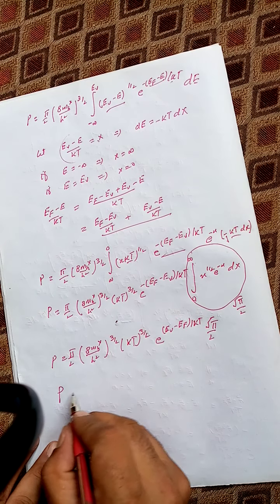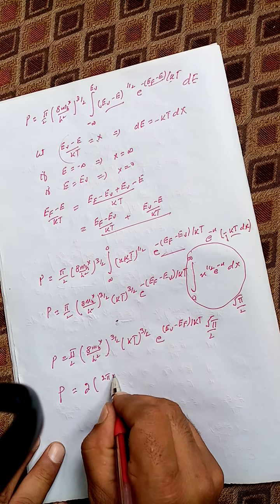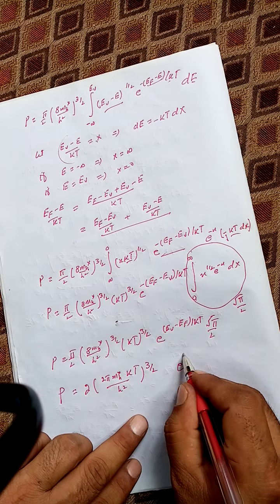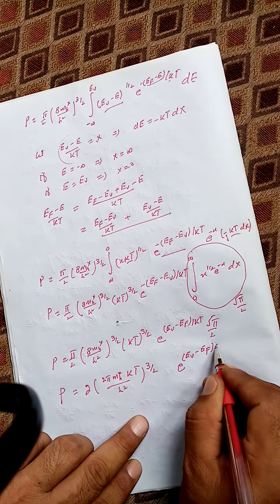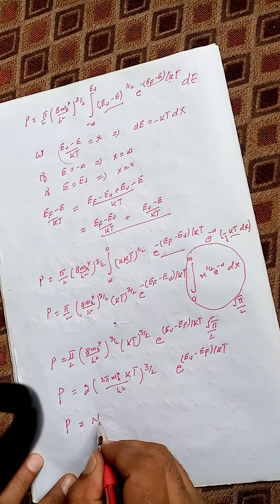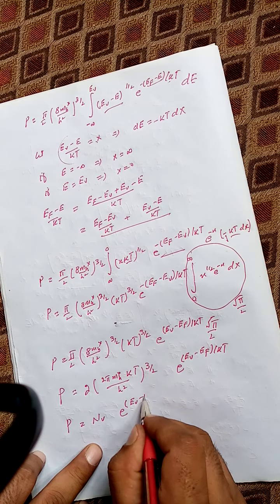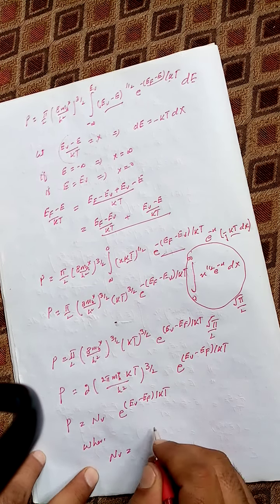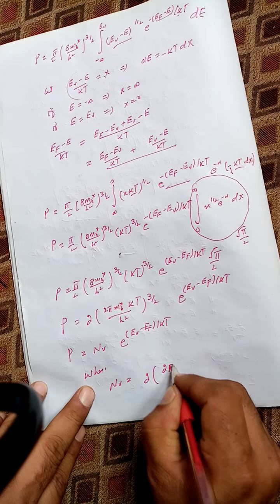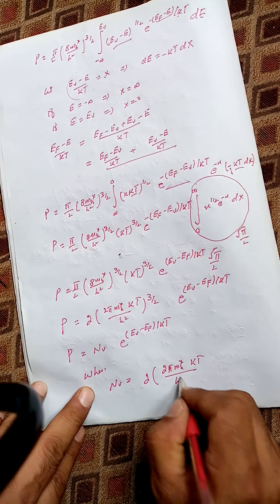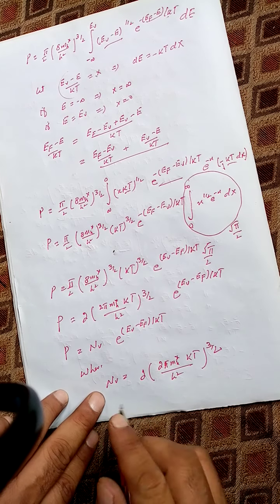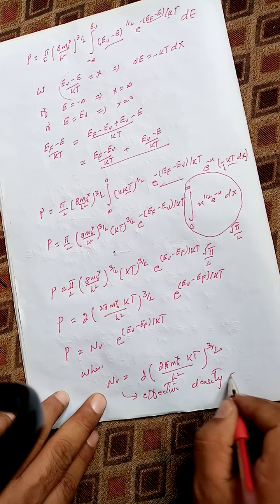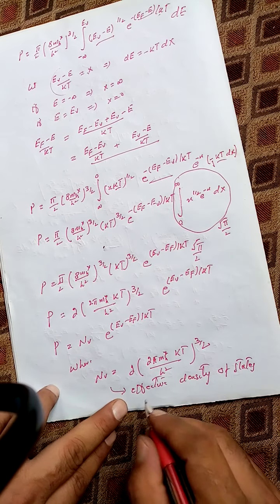If we rearrange this equation, we finally get 2 into (2 pi mh* kT over h square) whole 3 by 2, and we have this factor e raised to a power (Ev minus Ef) over kT, which can be written as Nv e raised to a power (Ev minus Ef) over kT, where Nv is equal to 2 times (2 pi mh* kT over h square) whole 3 by 2, and it's called effective density of states in the valence band.